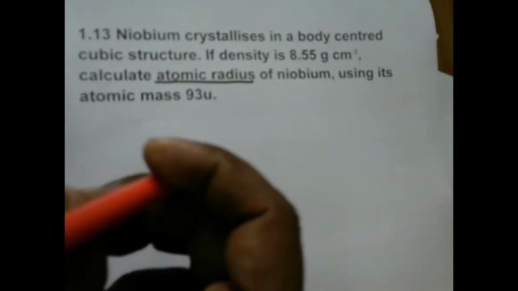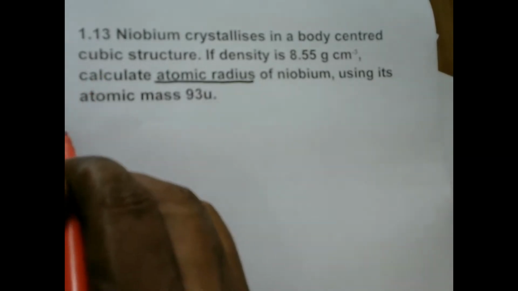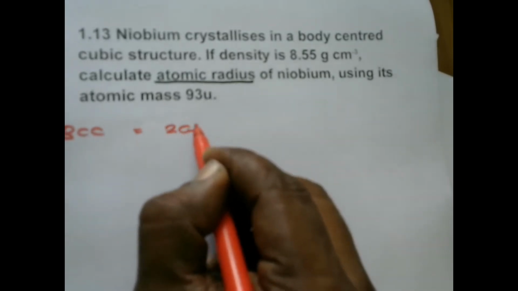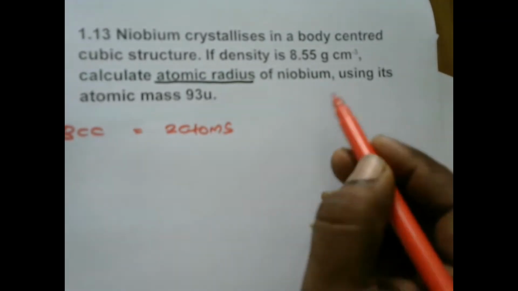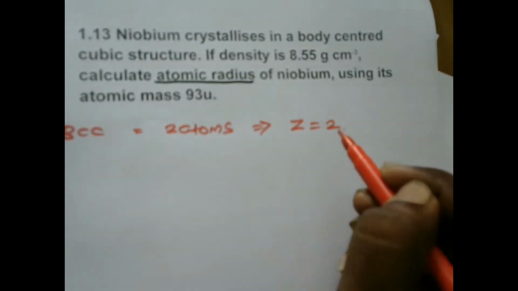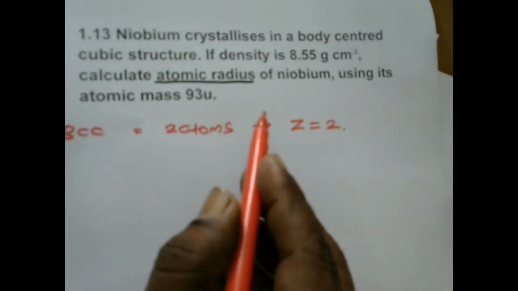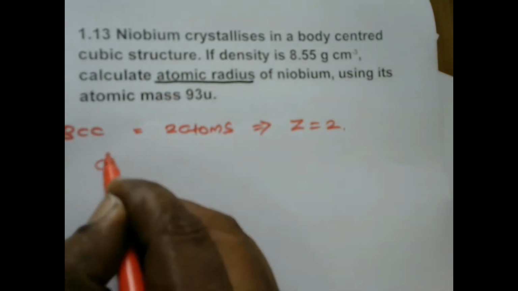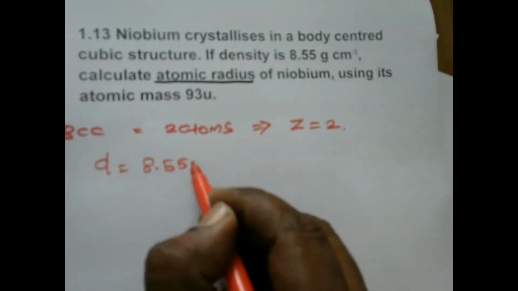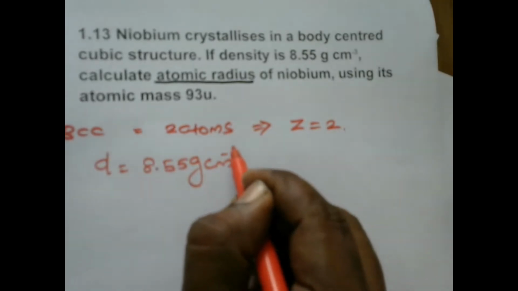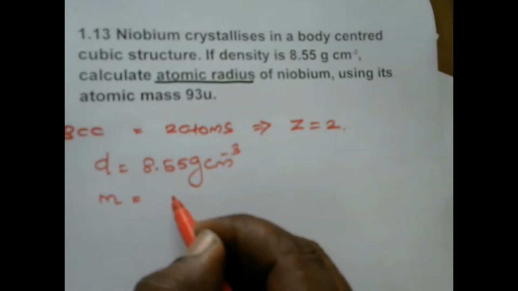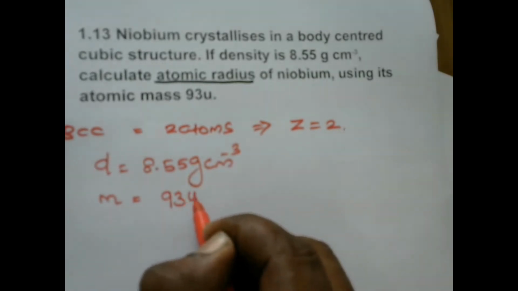Let us write. First point, it is BCC. BCC means it contains two atoms, right? So that shows that Z is equal to 2. Then density D is equal to 8.55 gram per centimeter cube, and the mass they had given us is 93.